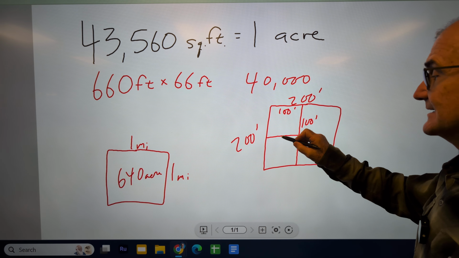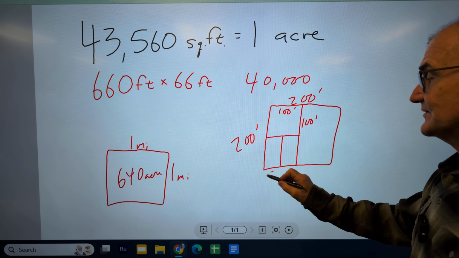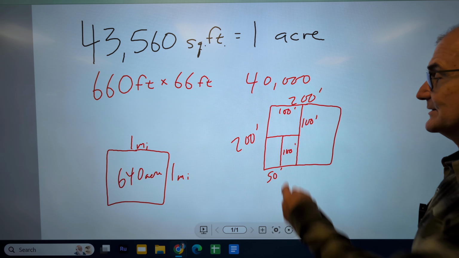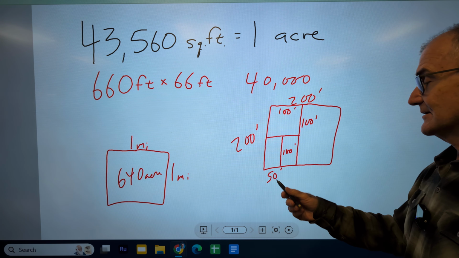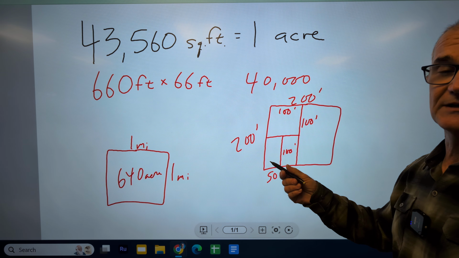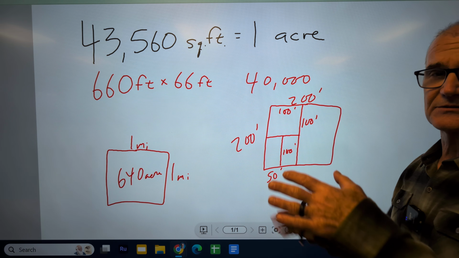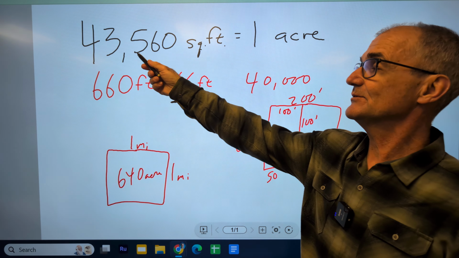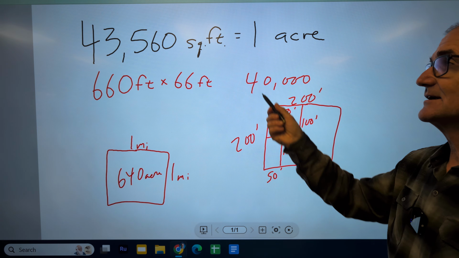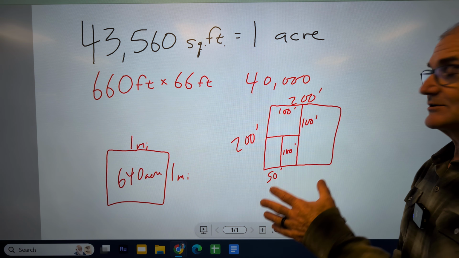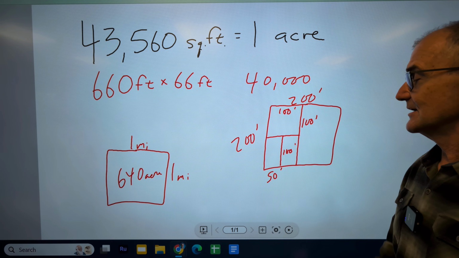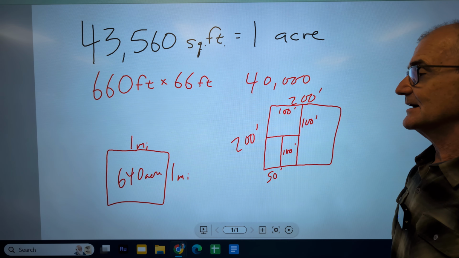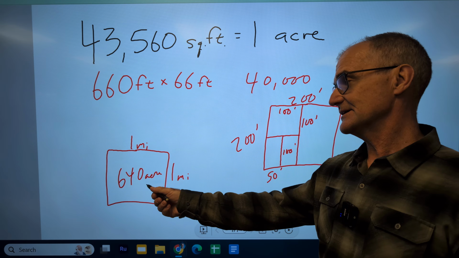Or you could split that in half again for 50 feet by 100 feet. That would be 1/8 of an acre, 50 feet by 100 feet. You see a lot of those parcels in development. Again, approximating 43,000 down to 40,000, you're losing quite a few square feet, but just an overview of what city lots might look like, what an acre looks like, and also what a square mile looks like.